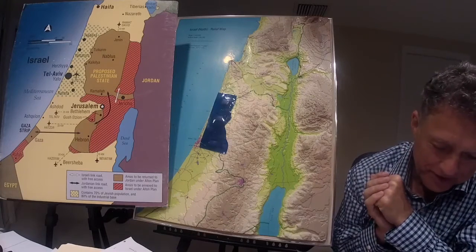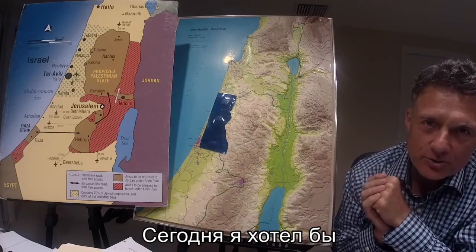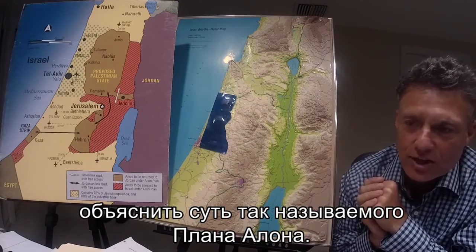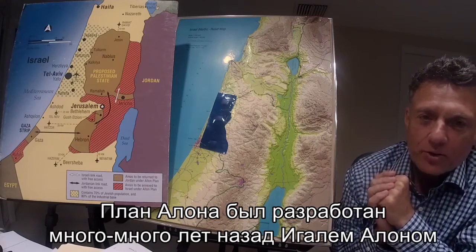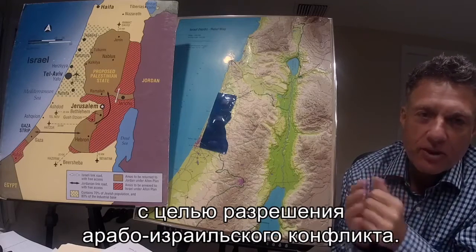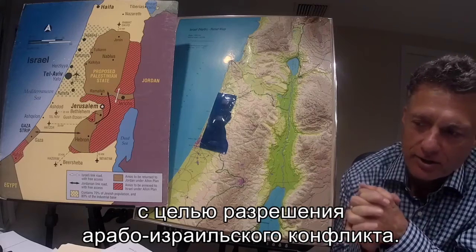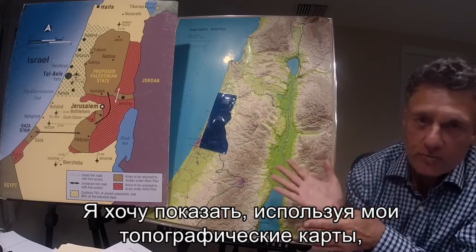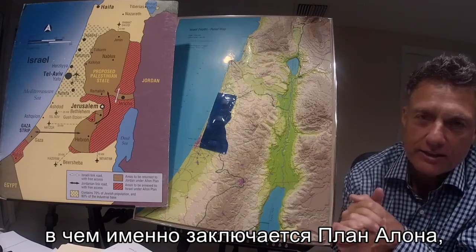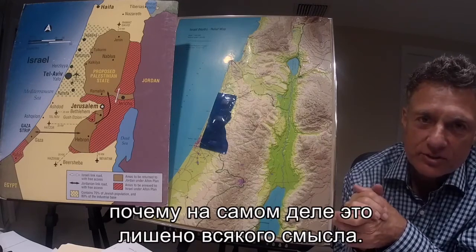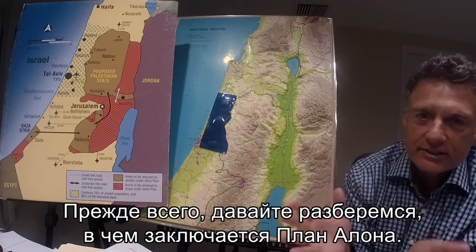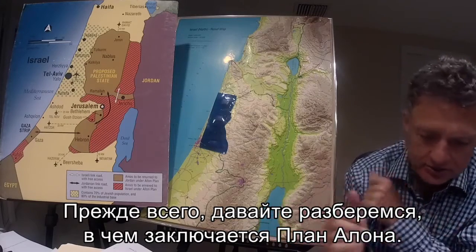Today, what I would like to go over is explaining what is commonly known as the Allon Plan. Now, the Allon Plan was devised many years ago by Yigal Allon to somehow solve the Arab-Israeli conflict. And I'm going to show with my topographic maps exactly what the Allon Plan is and just some of the reasons why it really doesn't make any sense. Okay, first thing is let's just understand what the Allon Plan is.